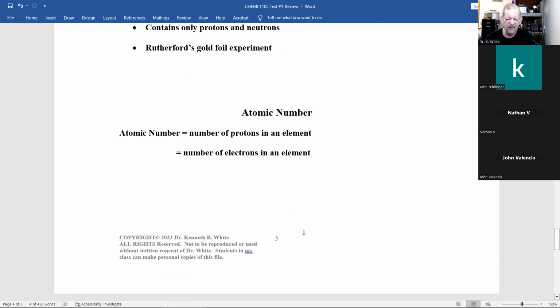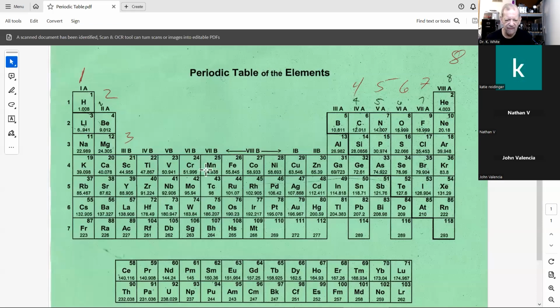And where do you find this number? From the periodic table. In the upper right corner of the periodic table, you'll be using and downloading from, it's also available in the lecture section of Blackboard. That's the atomic number, and that gives you the number of protons and electrons.